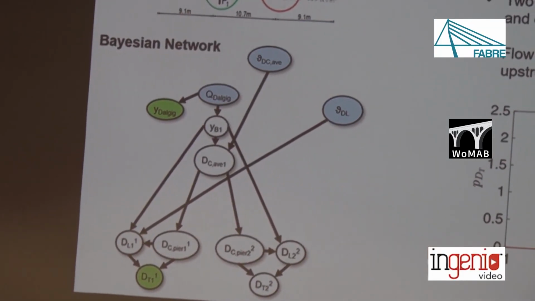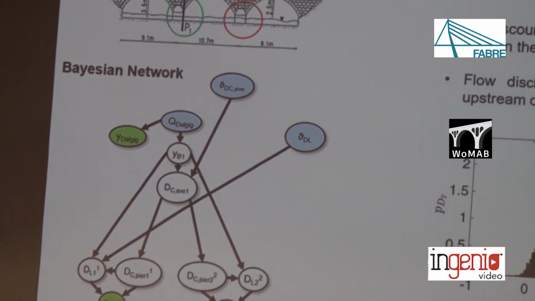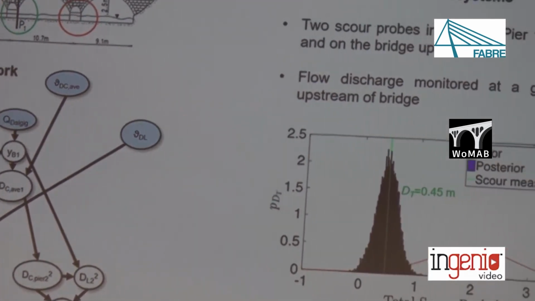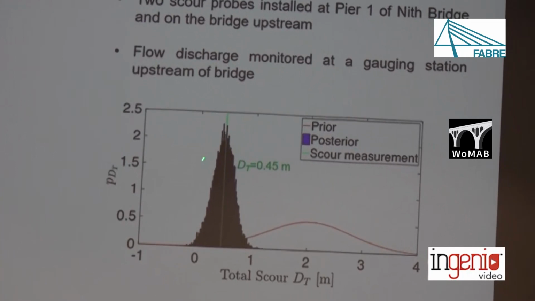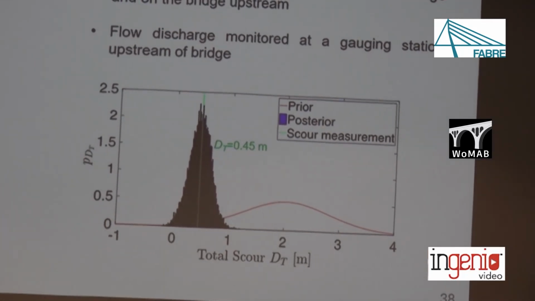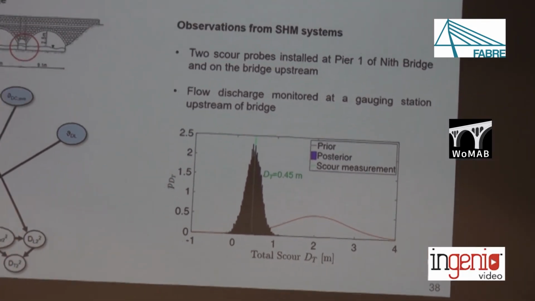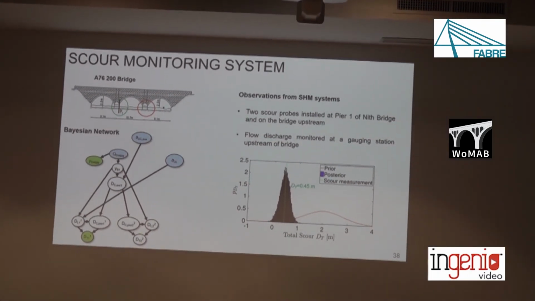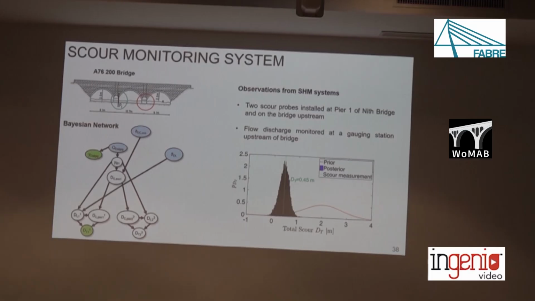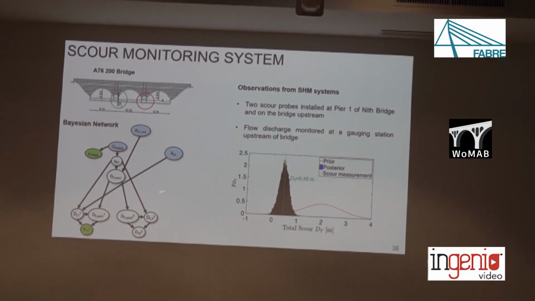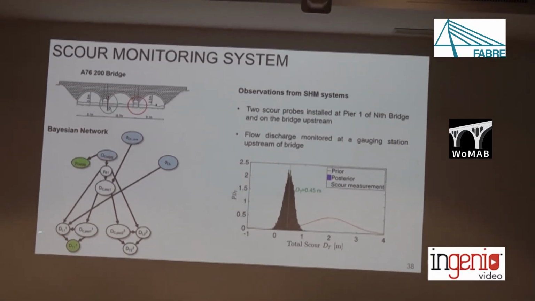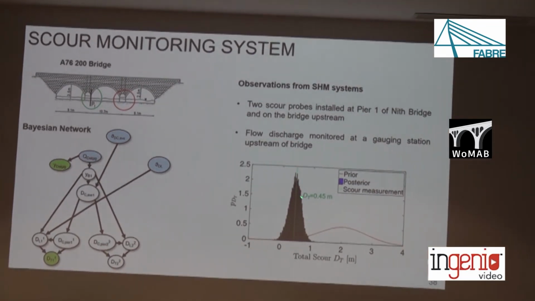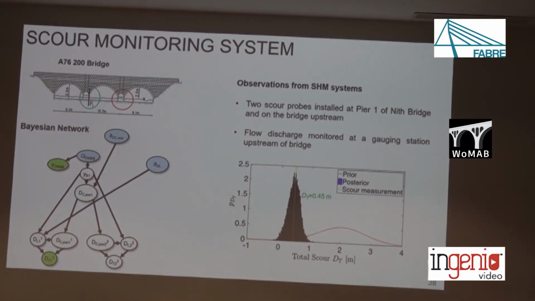And so here you see the result of the application of the Bayesian network to this specific problem. We enter with the knowledge of scour from the scour probe located at pier 1, and then starting from a very uncertain distribution of scour at pier 2, we are able, exploiting this structure here, the correlation between scour at the two piers, to reduce a lot the uncertainty in the knowledge of scour at the pier that is not directly monitored.